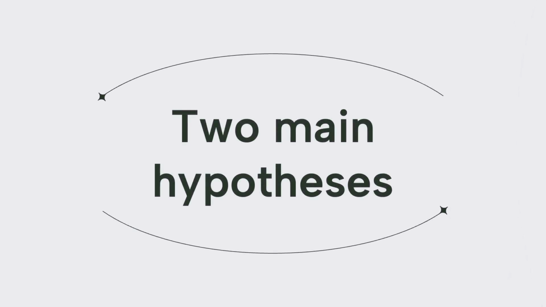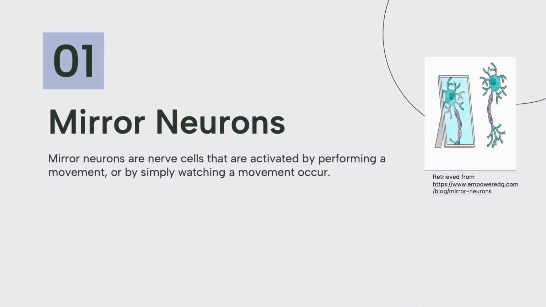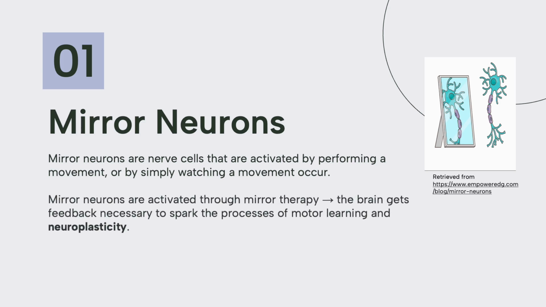There are two main hypotheses that support the validity and benefits of mirror therapy. One of the main reasons that mirror therapy is thought to work is due to mirror neurons. These are nerve cells that are activated by performing a movement or by simply watching a movement occur. Through engagement in mirror therapy, these neurons are activated, and as a result, the brain gets the feedback necessary to spark the processes of motor learning and neuroplasticity.